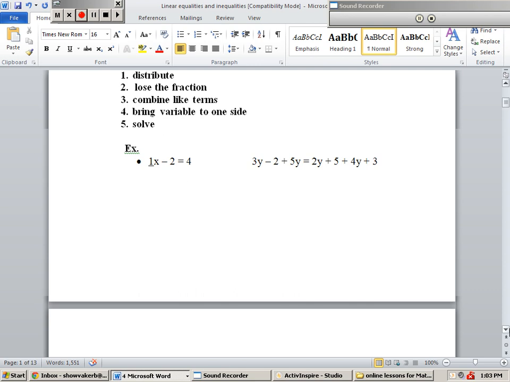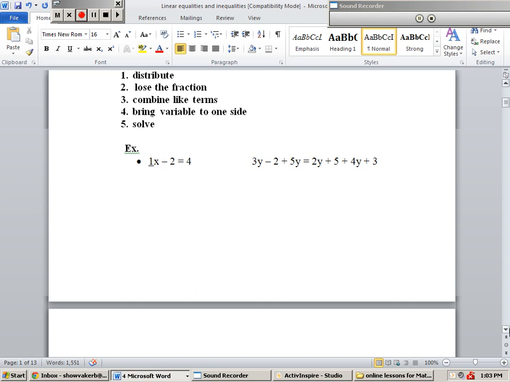So my first step is always to distribute. Distribute means that I have numbers in front of parentheses that I have to hand out. I don't in either of the first two equations. The second one is lose the fraction. So instead of dealing with fractions, I'm going to get rid of them so I don't have to deal with them. Neither of the first two have fractions.